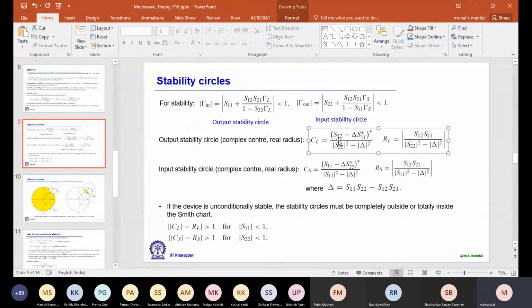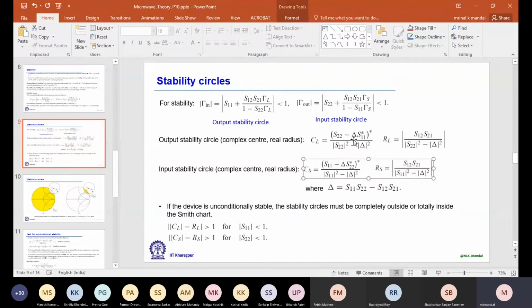You see CL, so S parameters, they are complex. So we have a complex value here which defines the center. This is for the output stability circle, and RL is the corresponding radius. Similarly, we have one more set of circle, that is for the input. We'll call it the input stability circle. So the corresponding CS expression is given here, and the radius expression is given here.